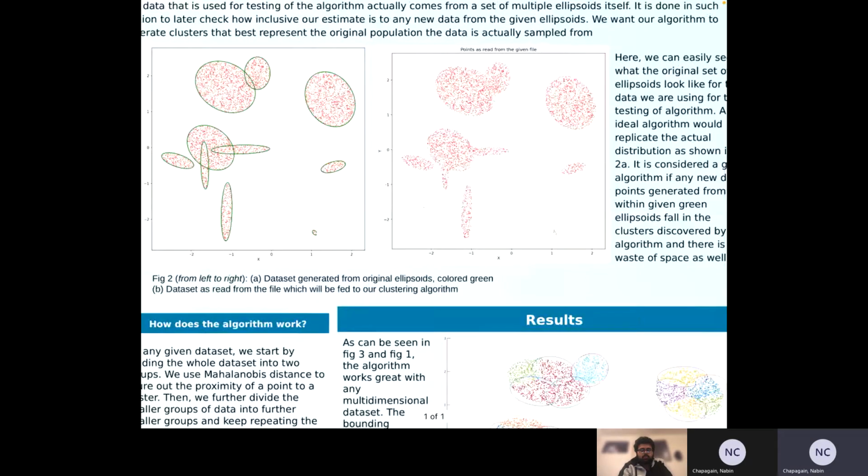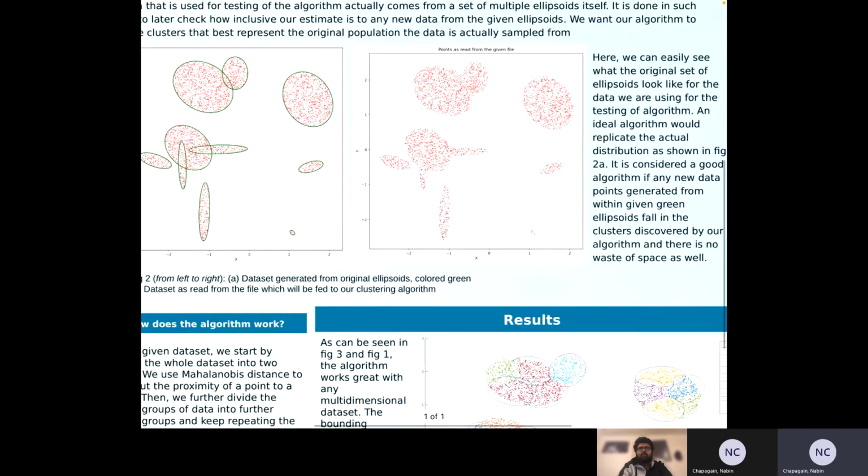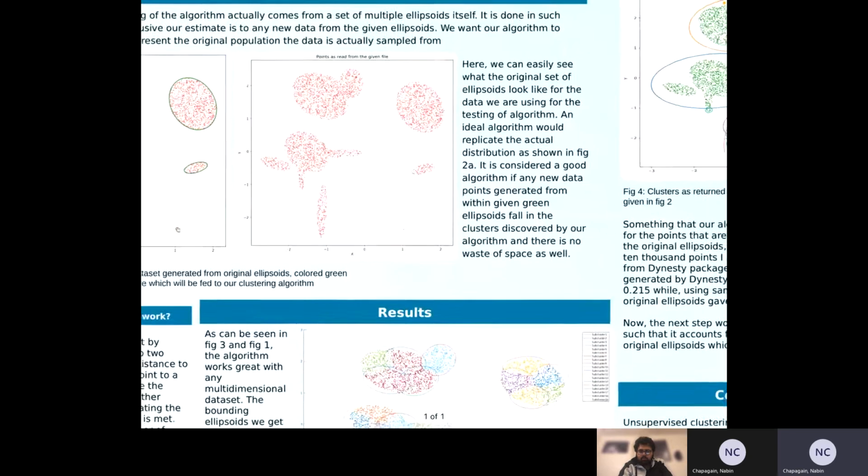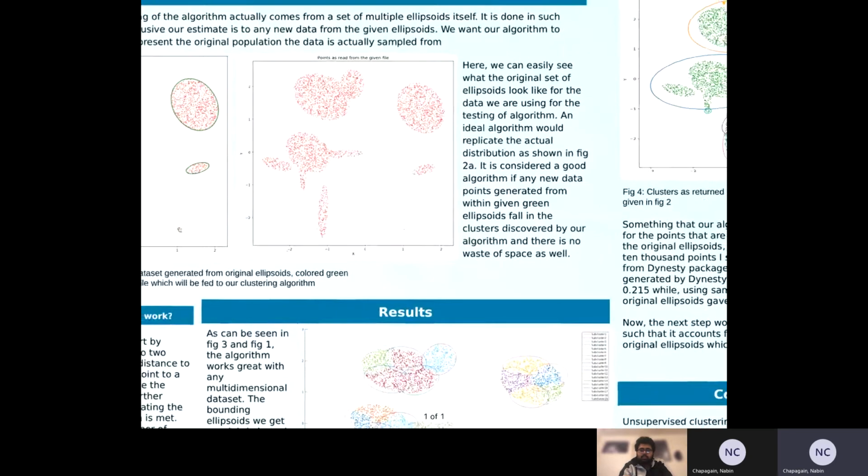So the next step for me would be to work on that and improve my code so that it can account for future data sets as well, or the data that can be sampled from the parent ellipsoid. And I would like to end my presentation by saying that this is a project that will be beneficial for different fields like psychology, finances, and so on.